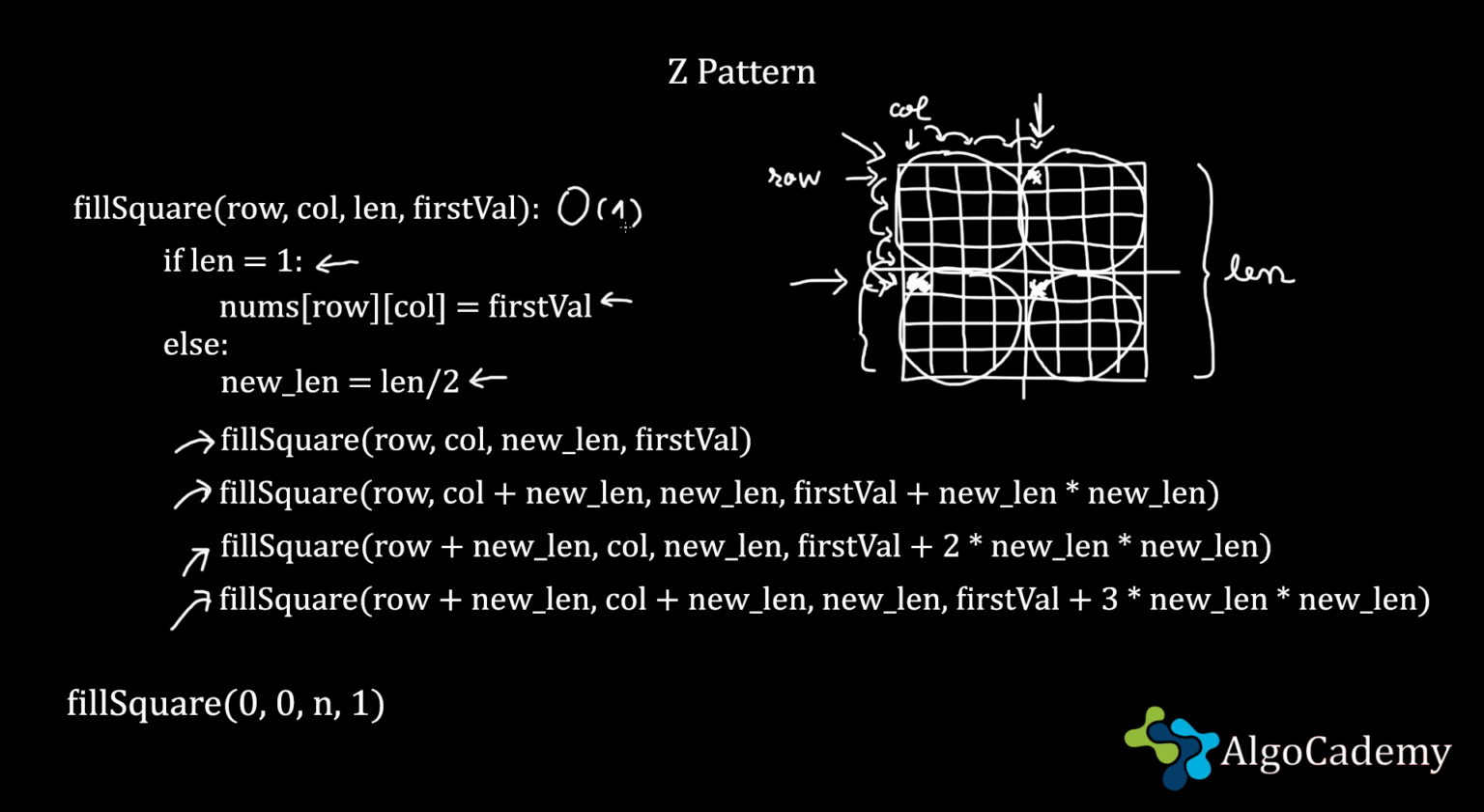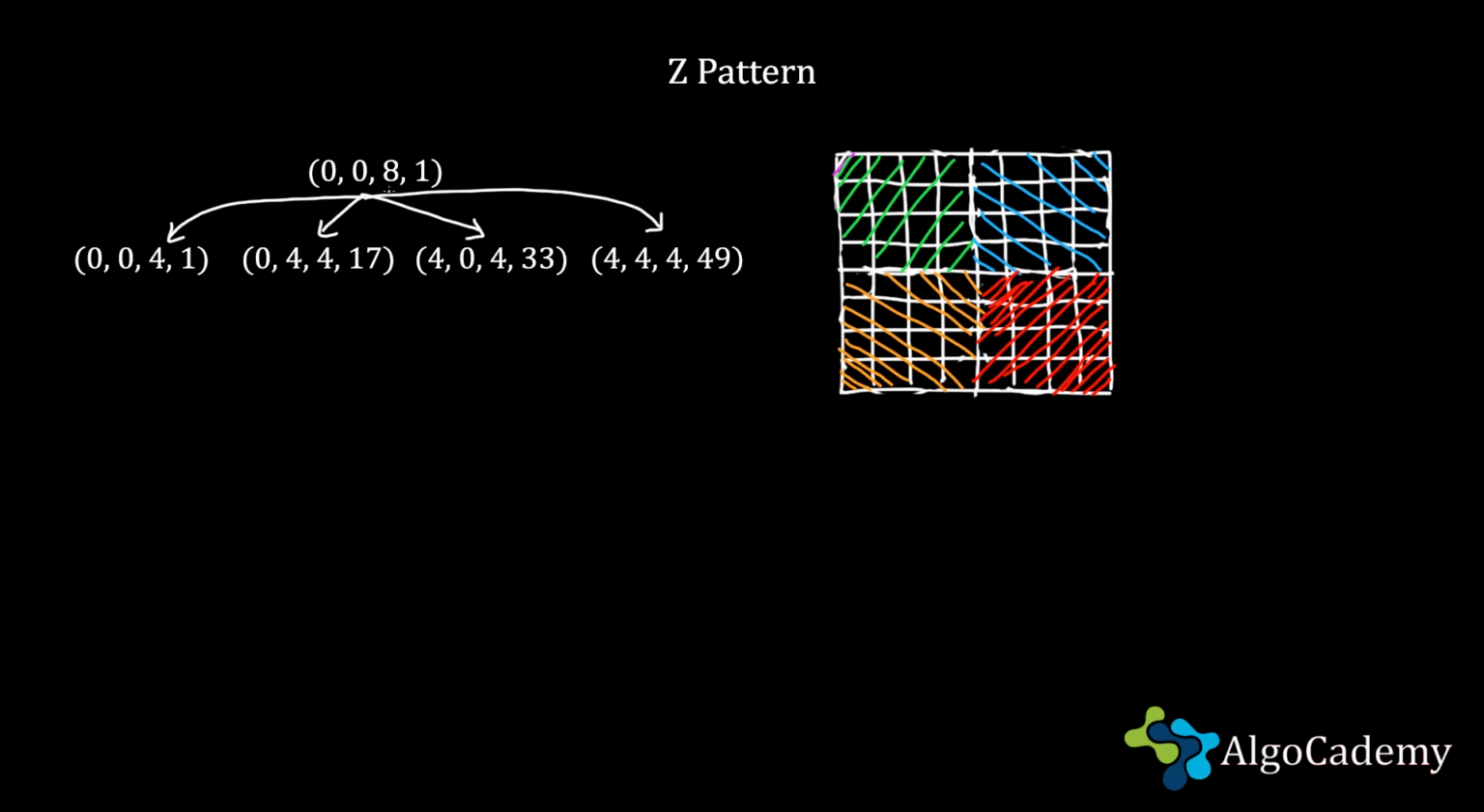And let's take the example again and see it visually. The first ever function call is the one applied on the whole square, so it is the function call with the arguments 0, 0. In this example, n is 8. Then from this function call, the function is called 4 more times, once for each of the quadrants, right? So 0, 0, then 4, 1, 0, 4, 4, 17, 4, 0, 4, 43, and 4, 4, 4, 49.